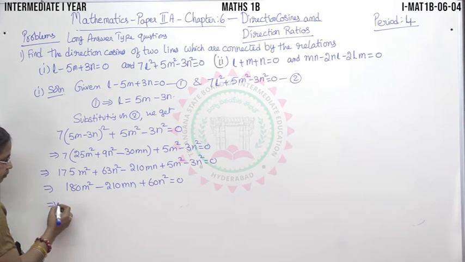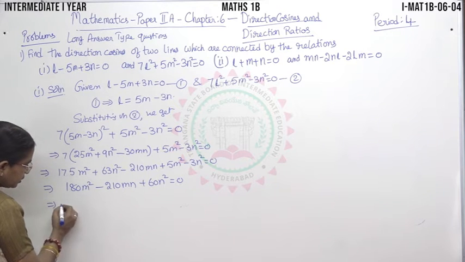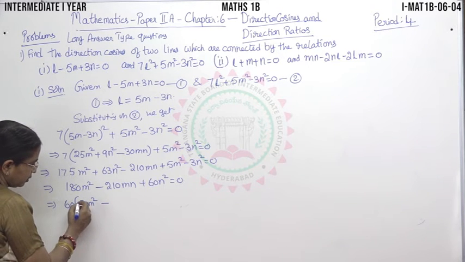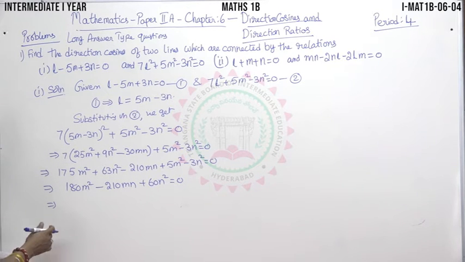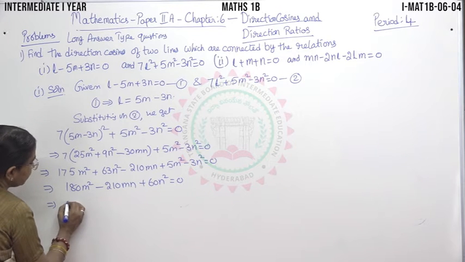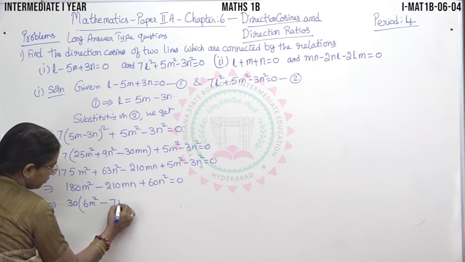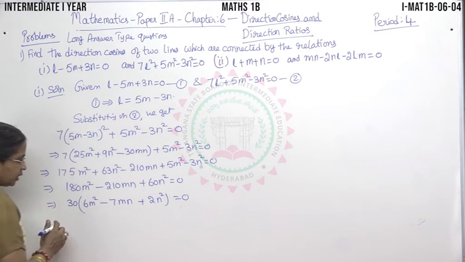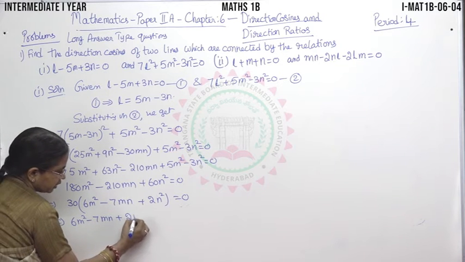You can take 30 common. So we see 6m square minus 7mn plus 2n square. You can take only 30 common. So that means 6m square minus 7mn plus 2n square is equal to 0.